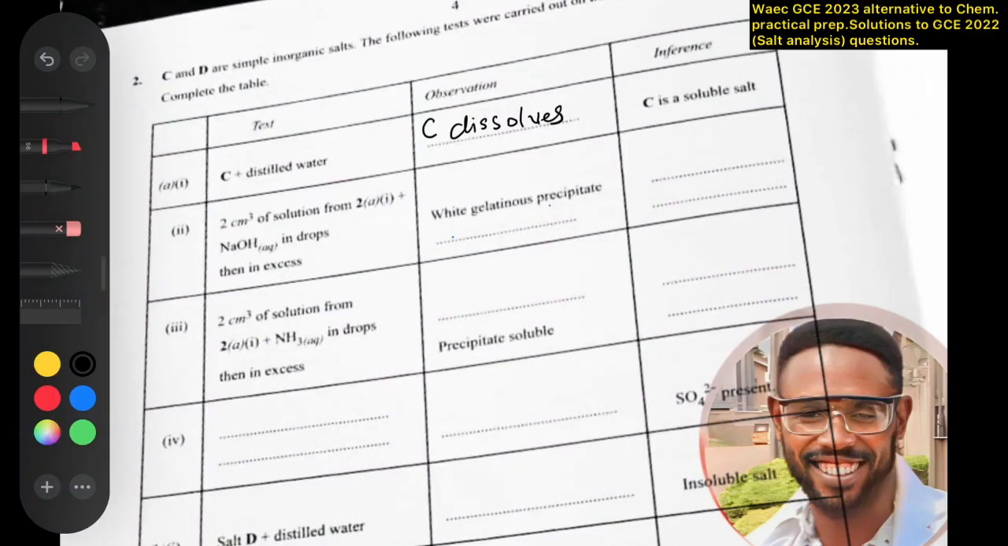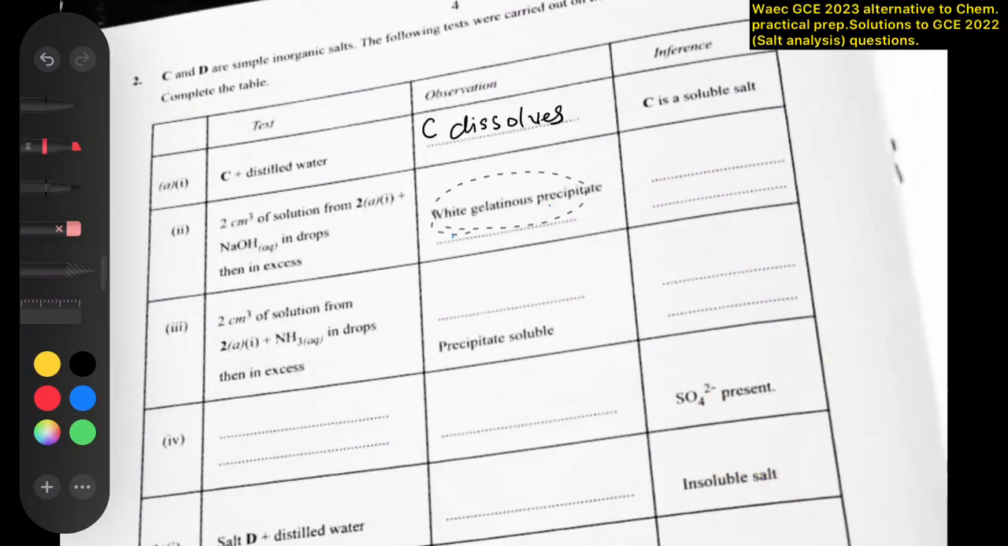Then the next one says 2 cm cube of a solution from 2 AI plus sodium hydroxide in drops, then in excess. They told us white gelatinous precipitate. In this case, you have to check the next thing that followed to report well here. Here they said sodium hydroxide; here they say aqueous ammonia. Checking aqueous ammonia, they also told us precipitate dissolved, but here is white gelatinous precipitate. So you can now know what to report in this situation.